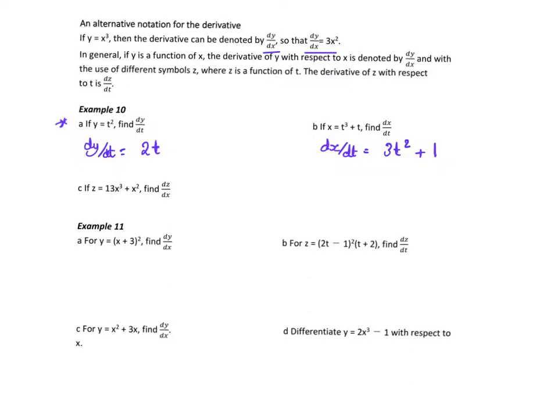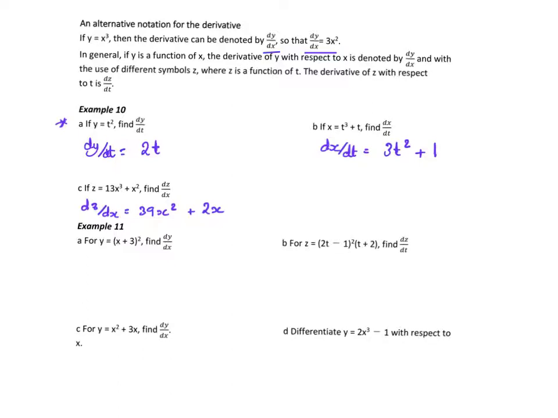1. The next one, z is equal to something in terms of x. So I'm looking for dz dx, and differentiating z with respect to x. 3 times 13 is 39. Decrease the power by 1, squared, plus, drop the 2 down, decrease the power by 1. So it's all the same thing, it's just getting the terminology correct.